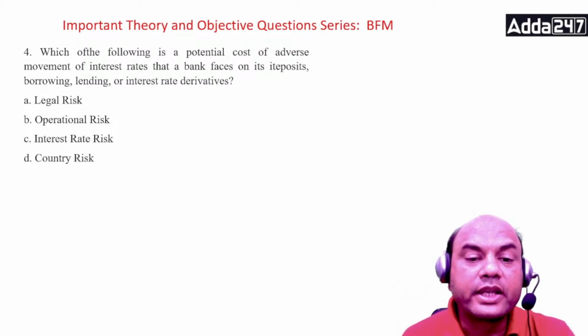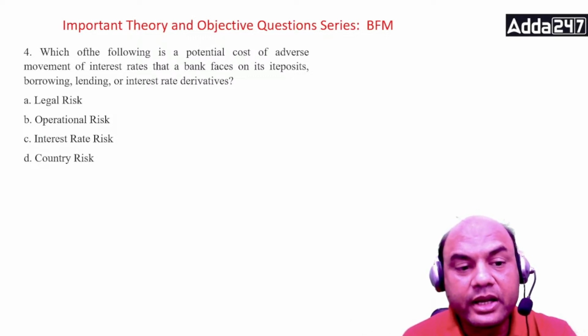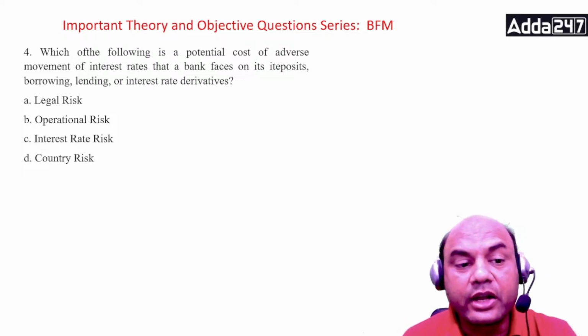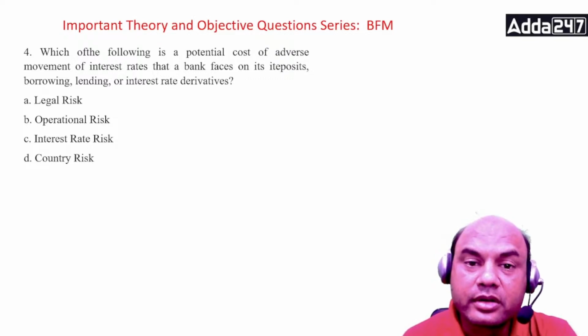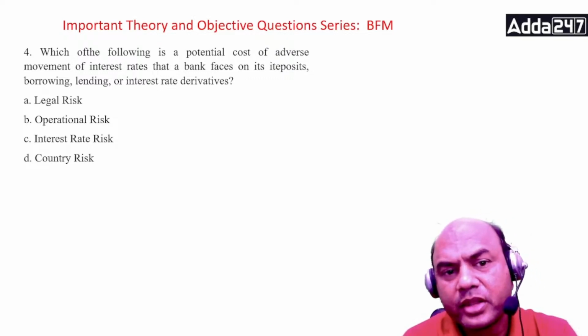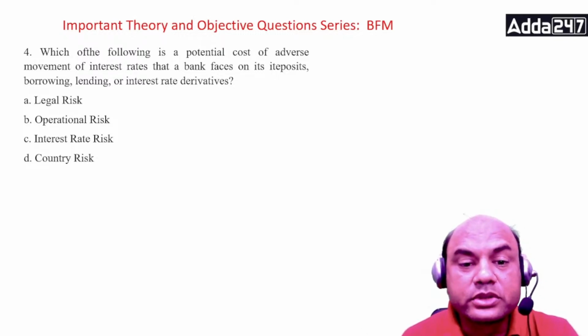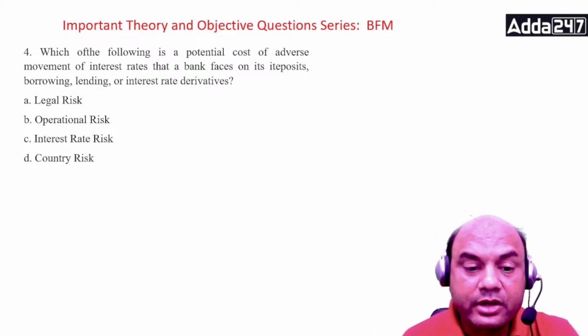Which of the following is a potential cost of adverse movement of the interest rates that the bank faces on its deposits, borrowing, lending and interest rate derivatives? So potential cost for the adverse movement of the interest rate means if the interest rate goes lower. Interest rate means what? Here we are talking of repo rates. So if the repo rate goes up or down, what is the cost to the bank? How will the bank be affected?